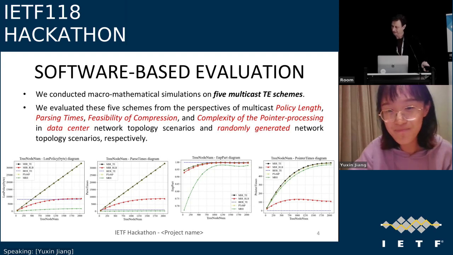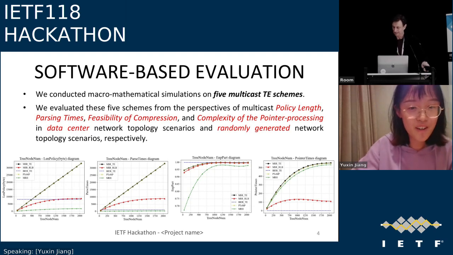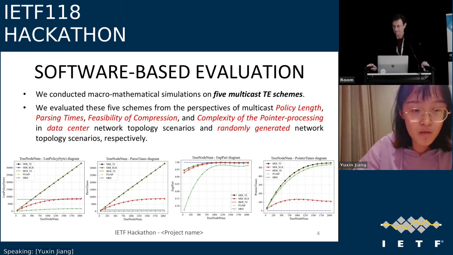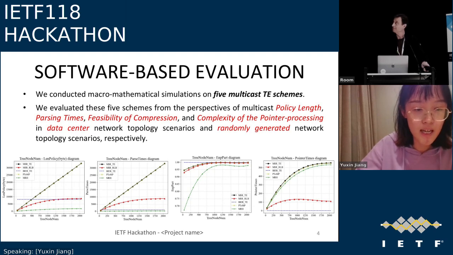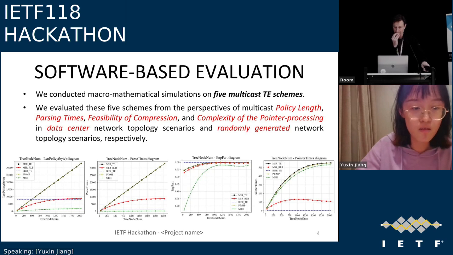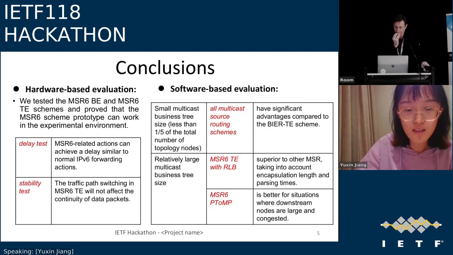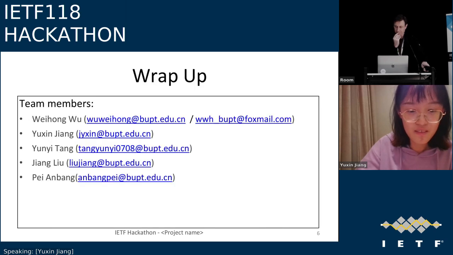For the software-based evaluation, we conducted macro mathematical simulations on five multicast schemes. We evaluated these five schemes from the perspective of multicast policy loss, parsing times, visibility of compressions, and complexity of the pointer processing in the data center network topology and the randomly generated network topology respectively. And here are the conclusions. And this is our team. If you have some interest or puzzles about our works, contact us. So that's all. Thank you for listening.